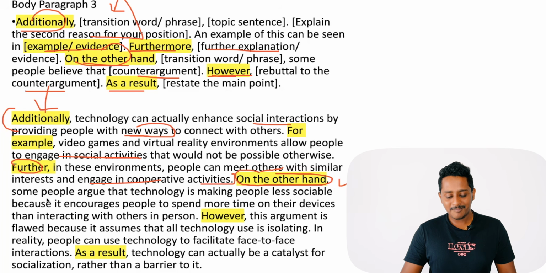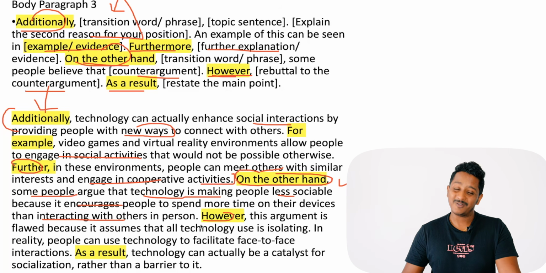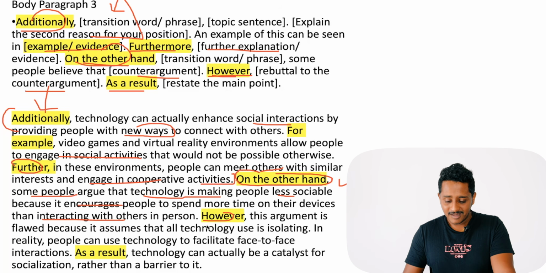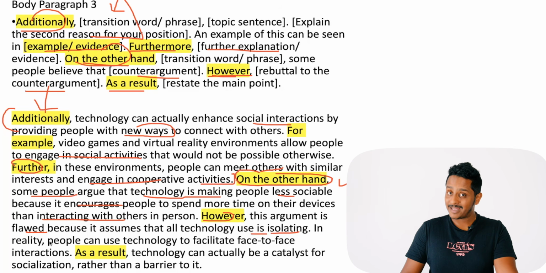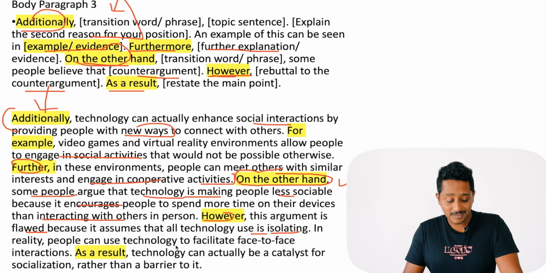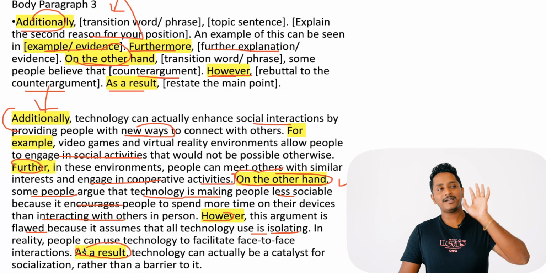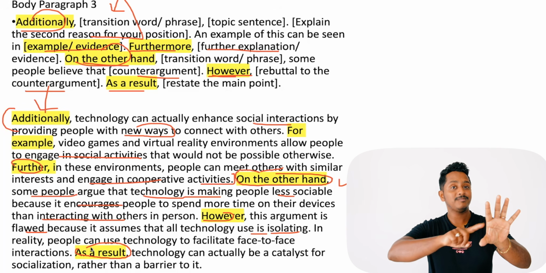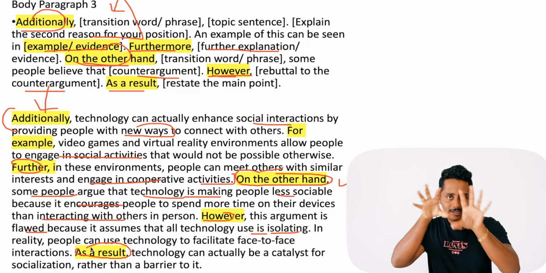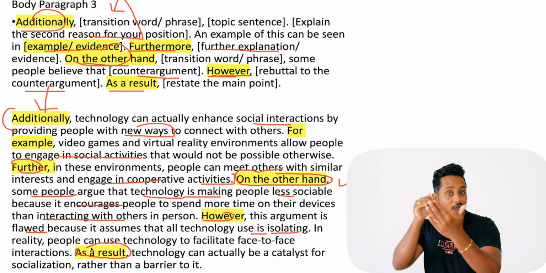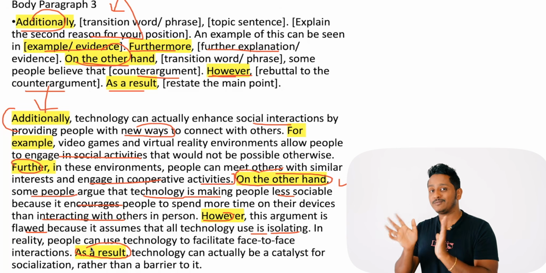On the other hand, some people argue that technology is making people less sociable because it encourages people to spend more time on their devices than interacting. However, this argument is wrong. This argument is flawed because it assumes that all technology use is isolating. In reality, people can use technology to facilitate face-to-face interactions, as a result. So basically what we are doing is agreeing with one particular thing, and at the same time disagreeing with the other things. On the other hand, people believe it is so, however it is not, because of this reason.